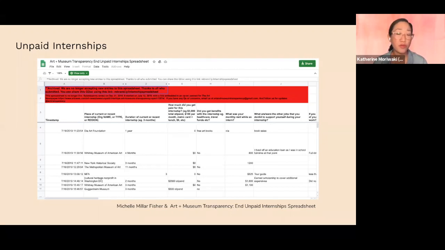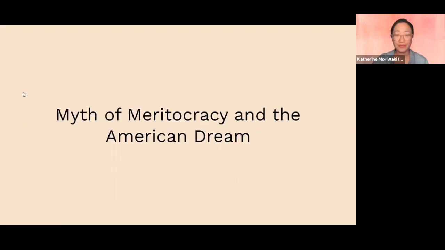And this is really part of a drive to eliminate the unpaid internship, not only because of the unethical labor practice associated with unpaid internships, but also because of the ways in which unpaid internships ultimately support social inequality through favoring individuals who have the financial means to be able to literally work for free in order to establish connections and professional relationships. So this leads us to the myth of the meritocracy and the American dream.